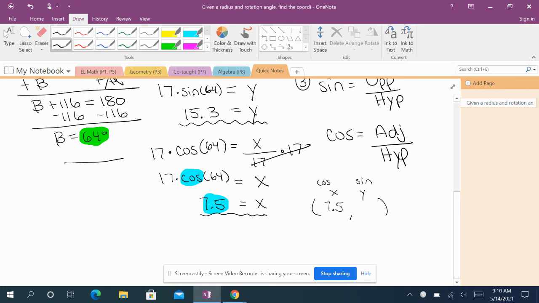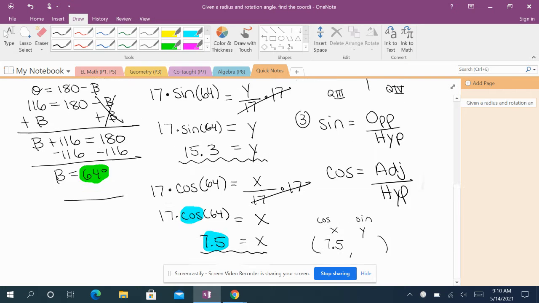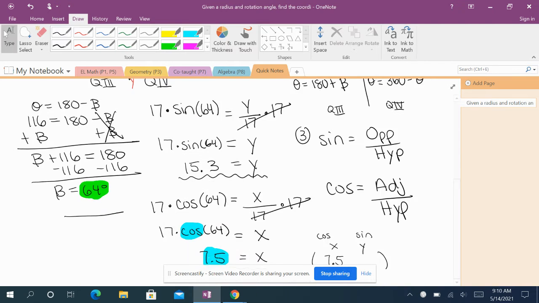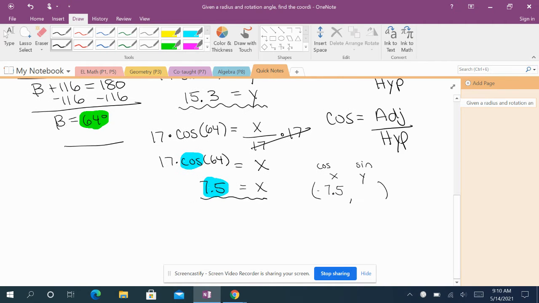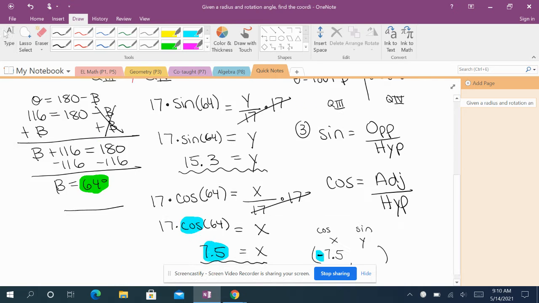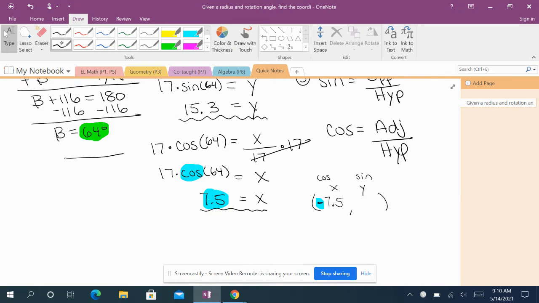But let's look at where this is. That's my line of x, but look at my x value. We went to the left. When we go to the left, or if we're in quadrant 2, our x value is going to be negative. So I have to put this negative here. Even though it wasn't in this value, we know in our diagram that we're going to the left, so we have to put negative there.